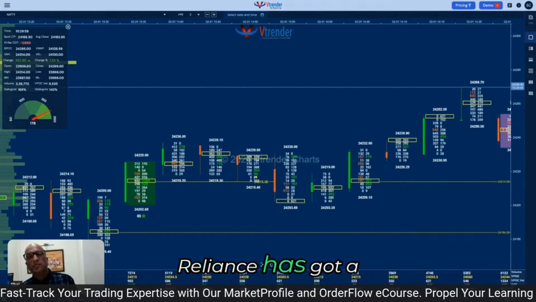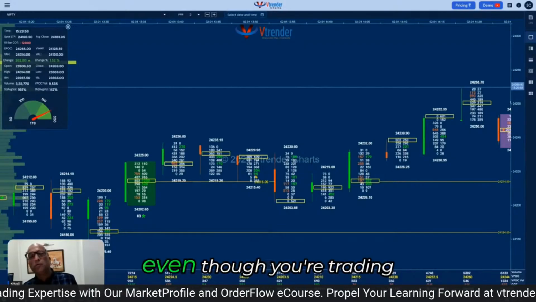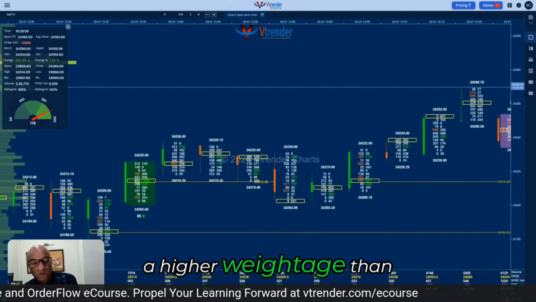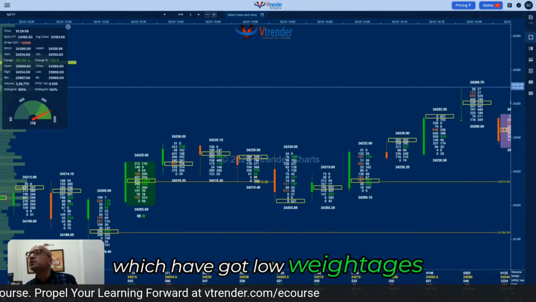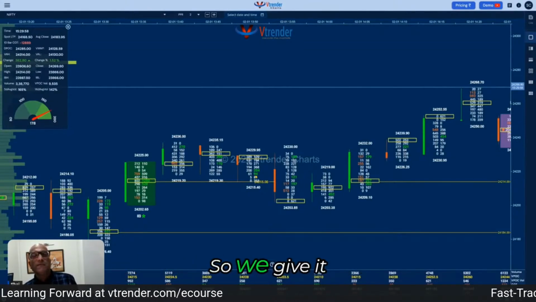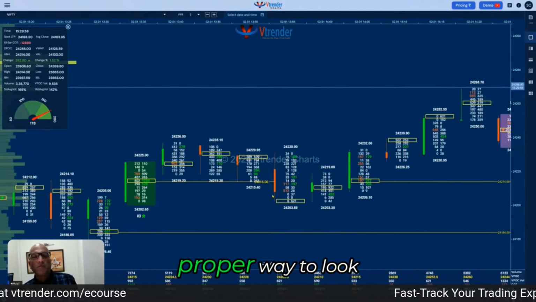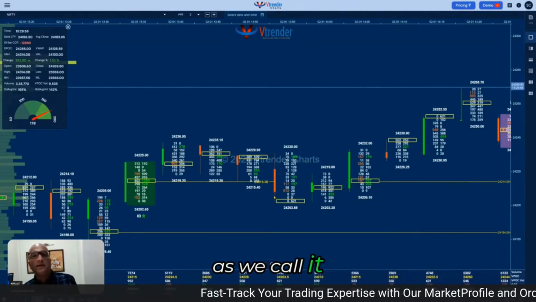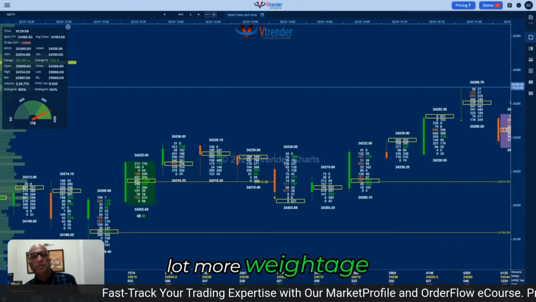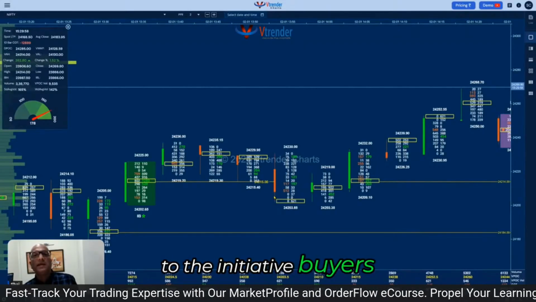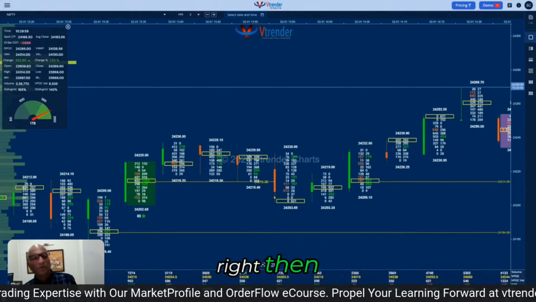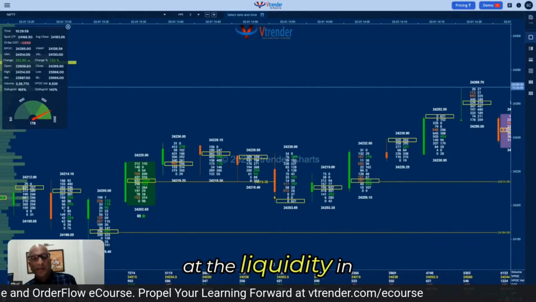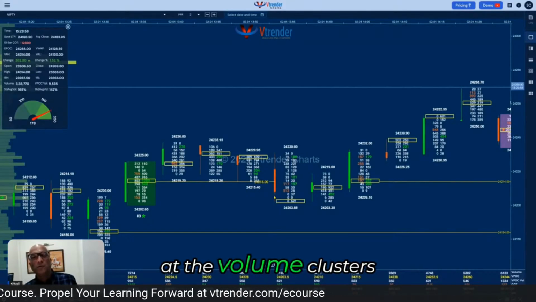You will see that Reliance has got a higher weightage than the other thing, even though you're trading the Nifty 50, right? So there will be some which have got a higher weightage than the others which have got low weightages, etc., etc. So we give it a priority, and the proper way to look at all that priority and that hierarchy, as we call it, is to give a lot more weightage to the initiative buyers and the initiative sellers, right? Then you can look at your COT, then you can look at the liquidity in the bar, then you can look at the volume clusters.